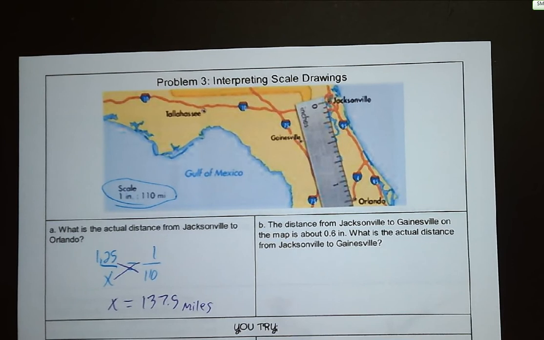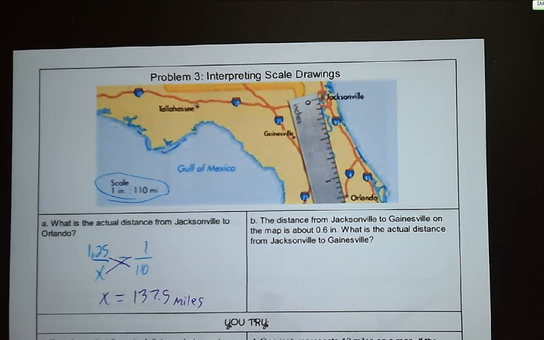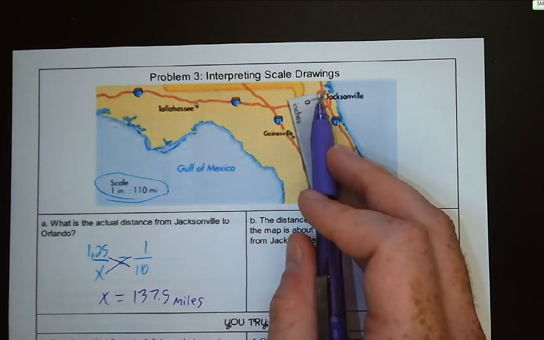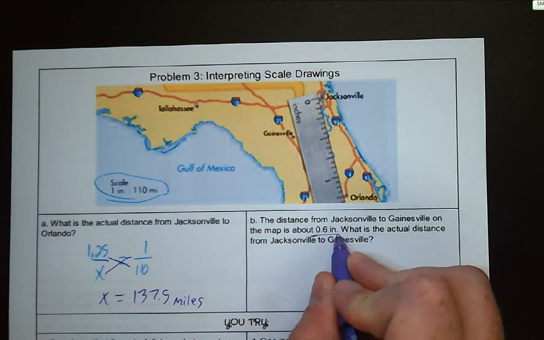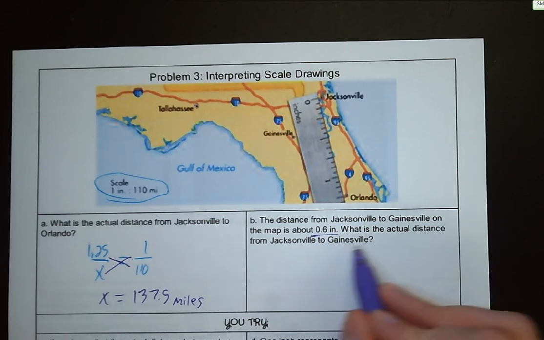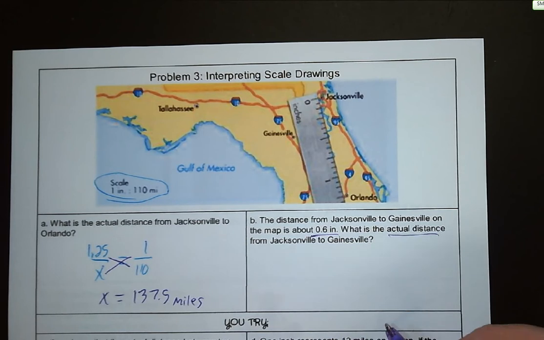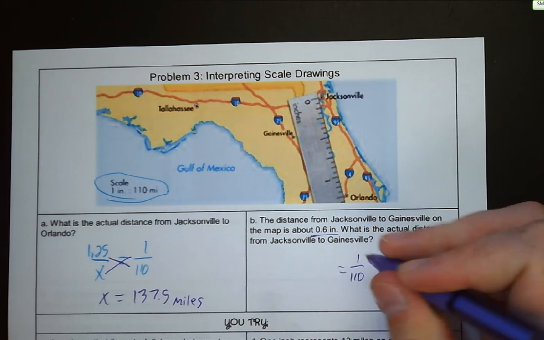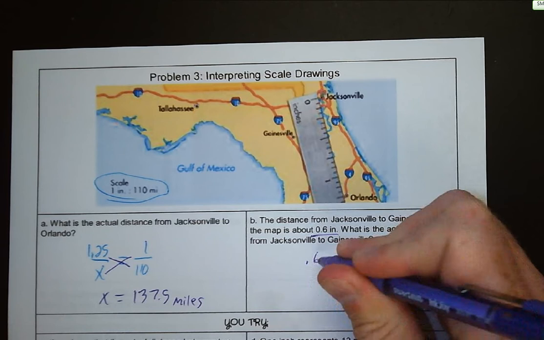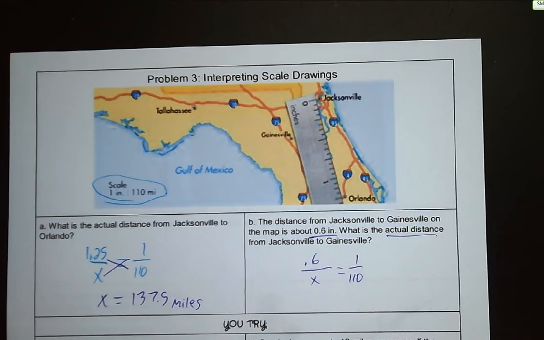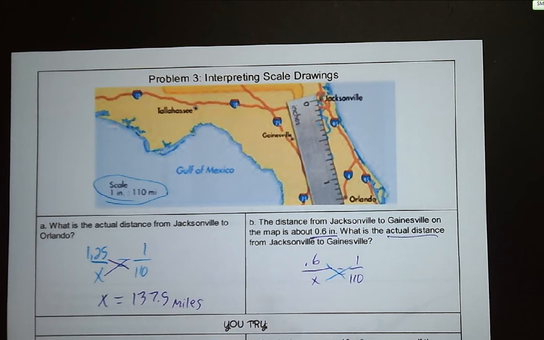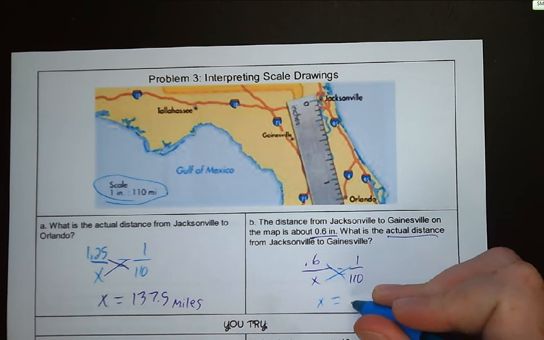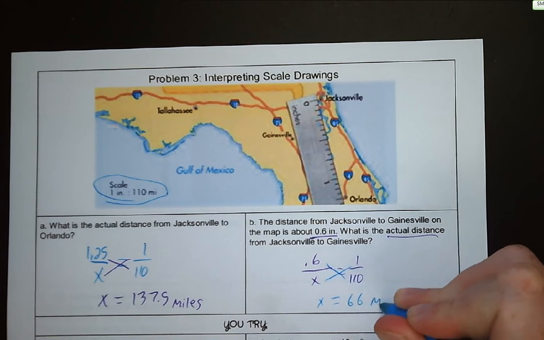Okay. Now, letter B says the distance between Jacksonville and Gainesville, Gainesville's here, Jacksonville's there, on the map is about 0.6 inches. We want to know what is the actual distance from Jacksonville to Gainesville. So we're using the same map, so we have the same scale, 1/110 is equal to, this time it's 0.6 over x. Again, we are going to cross multiply. 110, our x times 1 is x. 110 times 0.6 is 66 miles.